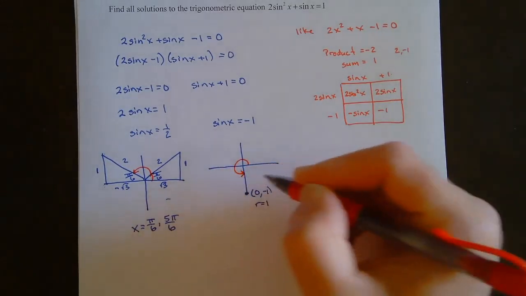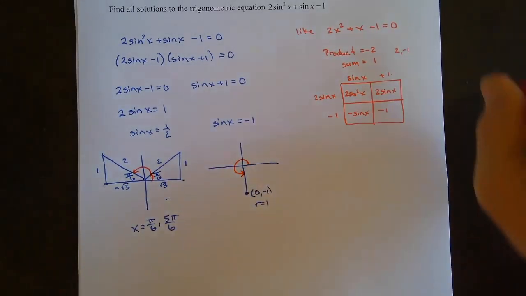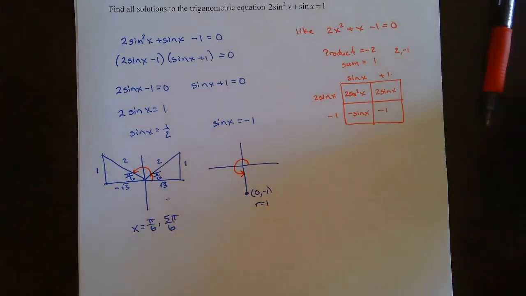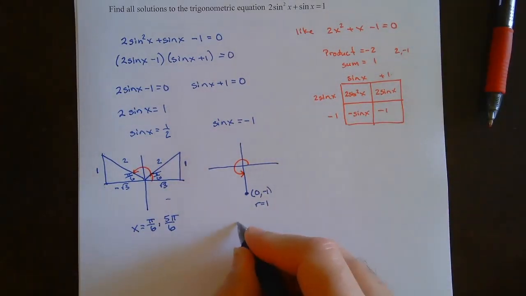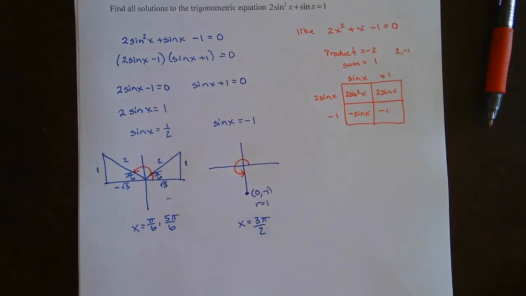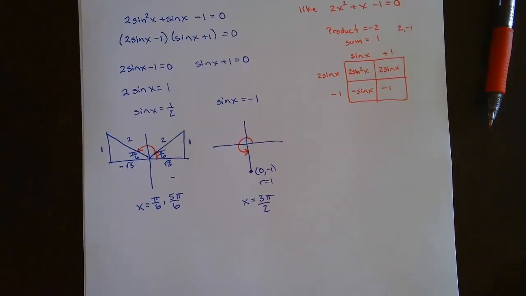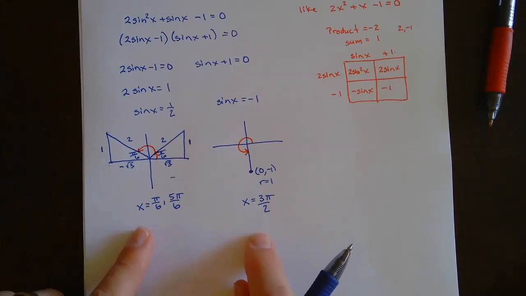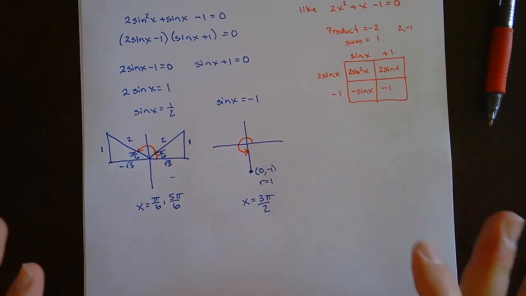And it would be right here. Okay, now what is that angle? That angle is 3 pi over 2. Okay, so here we go. Those are the 3 angles that would cause this to be true, okay?